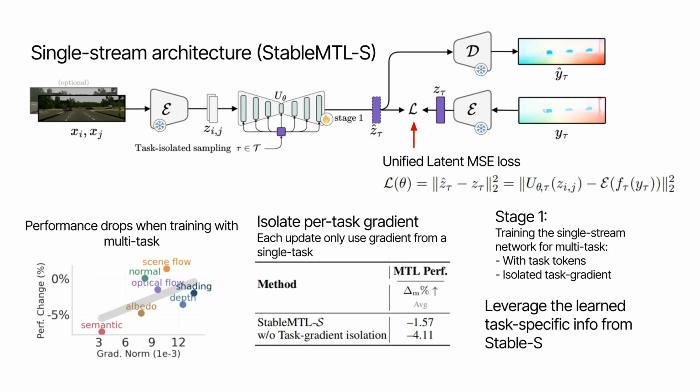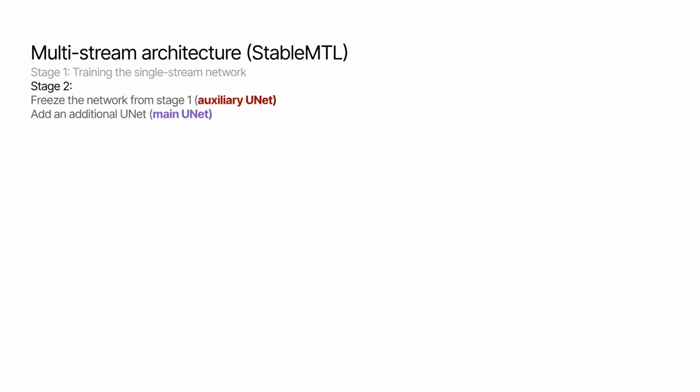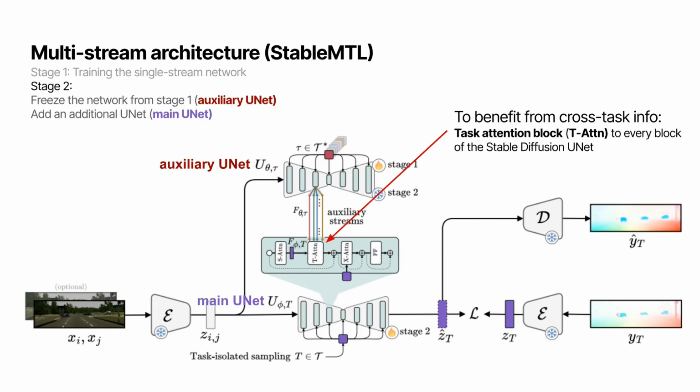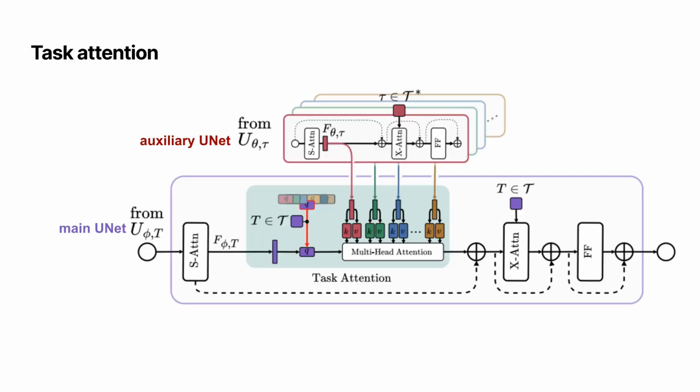The multi-stream architecture builds on stage 1. We freeze the trained network as an auxiliary unit and add a main unit for the multi-stream setup. The auxiliary outputs serve as auxiliary streams, while most learning happens in the new main unit. To facilitate cross-task information flow, a task attention block is added to every block of the Stable Diffusion UNet. Task attention uses multi-head attention. The query comes from the main unit, and the key and value come from the auxiliary unit, enabling cross-task feature aggregation.